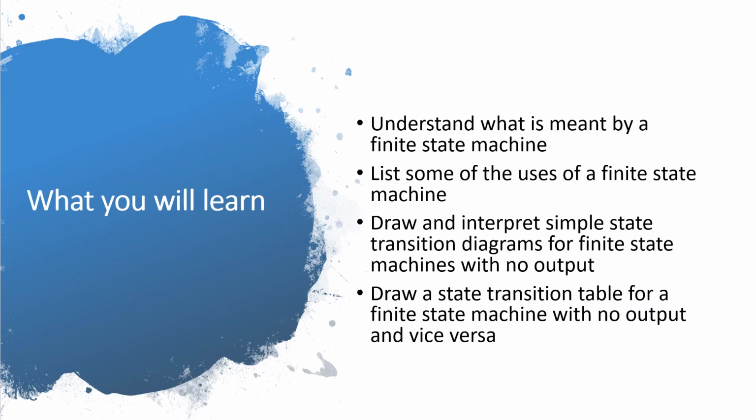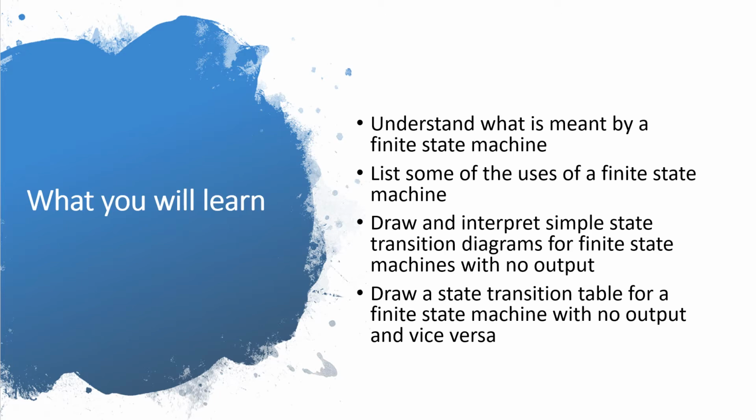What you're going to learn in this video is what is meant by a finite state machine. We're going to need to understand that. We're also going to have a look at some of the uses of finite state machines. You're also going to have to draw and interpret simple state transition diagrams. So those are the actual machines themselves.